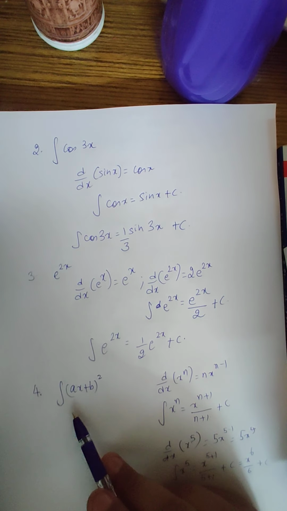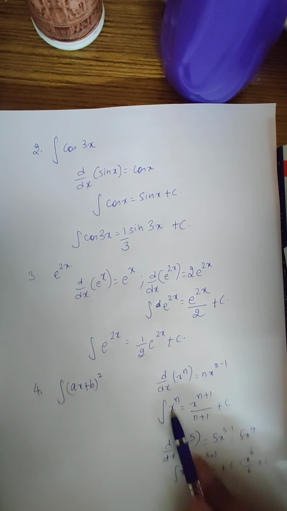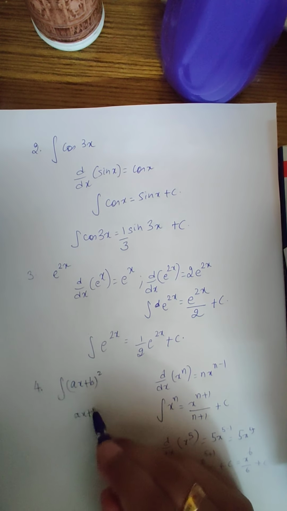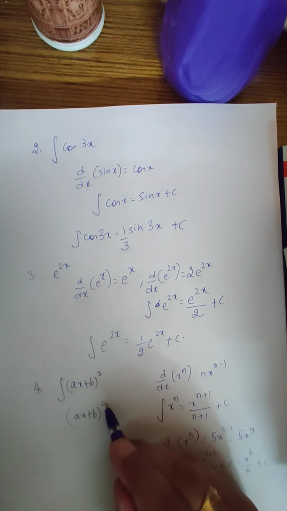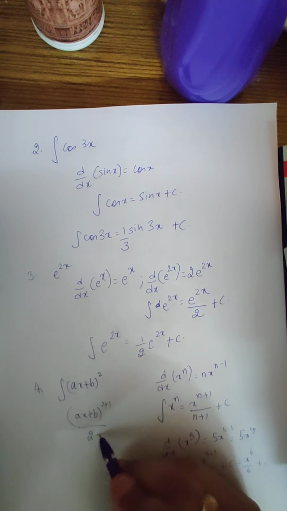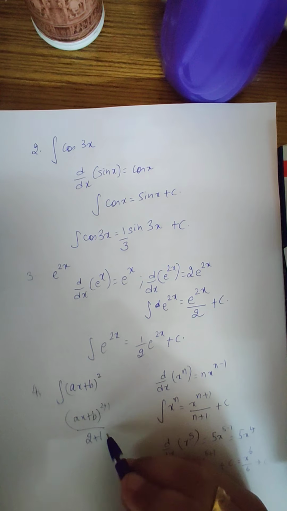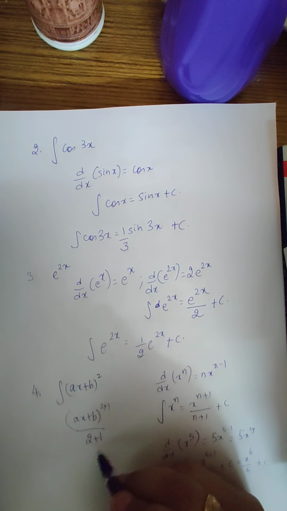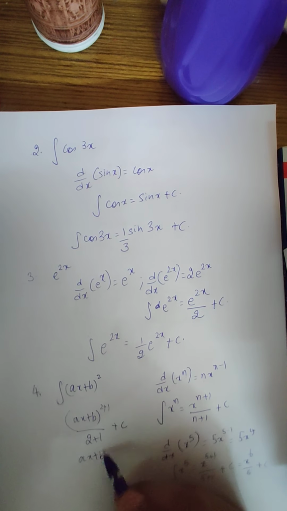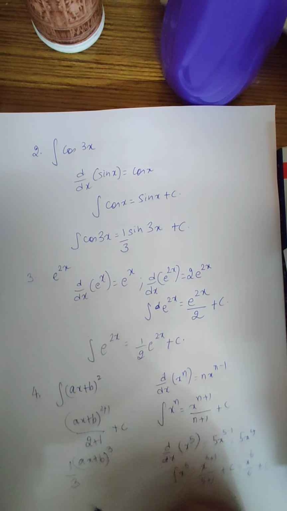Now when we use this property, assume this whole term as x. Integration of x square, when you put n as 2, will be (ax plus b) whole power 2 plus 1 divided by 2 plus 1, plus c. So that will be (ax plus b) whole power 3, with 1 by 3, since 2 plus 1 is 3.